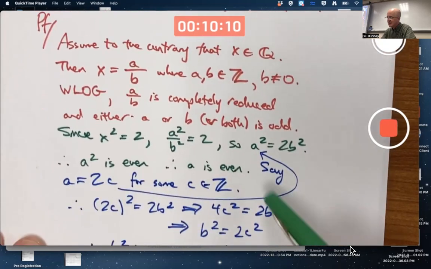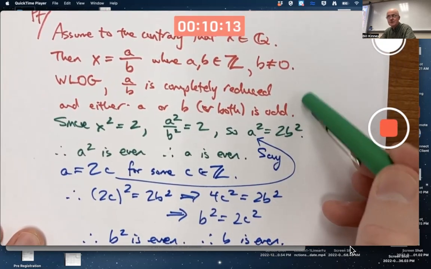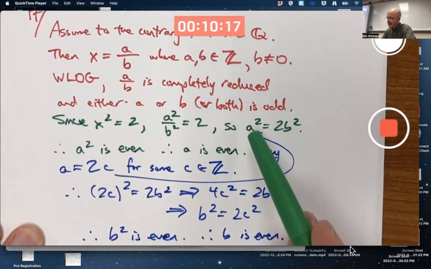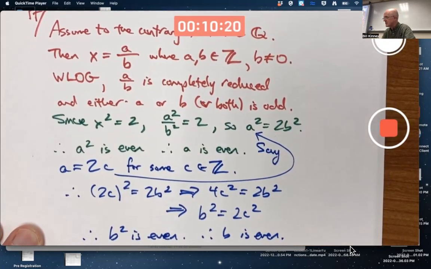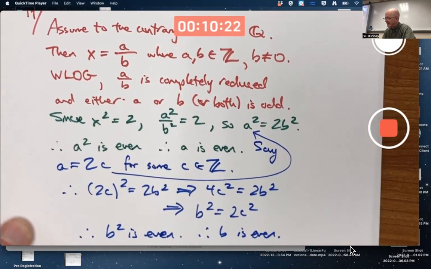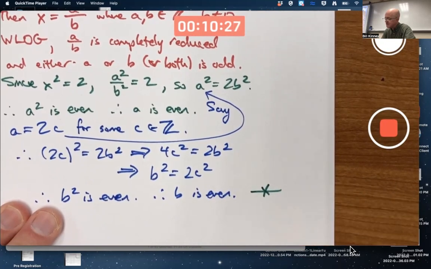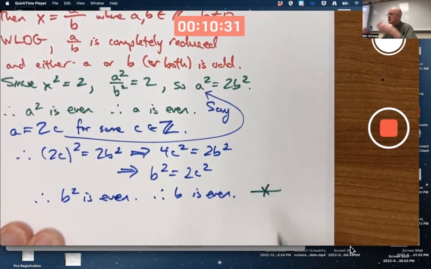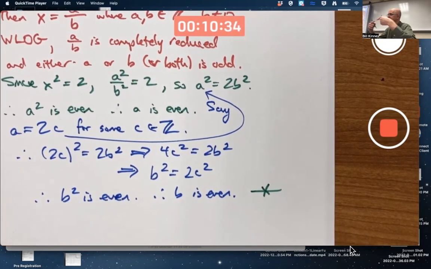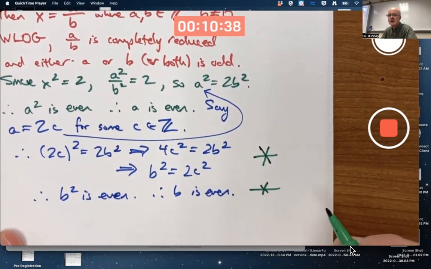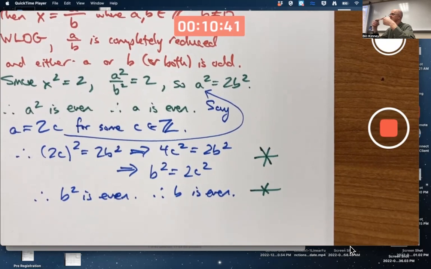We have concluded, well, we certainly can reduce the fraction. And based on this assumption that X squared equals 2, we conclude that both A and B are even, so the fraction actually wasn't reduced. That's a contradiction. Can't happen. Sometimes you'll see little star symbols like this, but they're actually not star symbols. Whenever I saw a math professor draw that, I thought it was a star. It's actually 2 arrows pointing at each other. Sometimes they draw it more like this, and so it looks a bit more like a star. But there's actually 2 arrows pointing at each other. Logical contradiction.